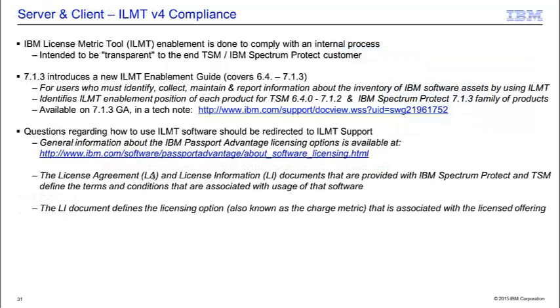Okay, slide 31. Both the Spectrum Protect client and server have been upgraded to IBM License Metrics Tool version 4. So if you have a customer or are a customer who utilize the IBM License Metrics tool, that's now at version 4. We do have a lot of information out there in a tech note about this if you want more information.